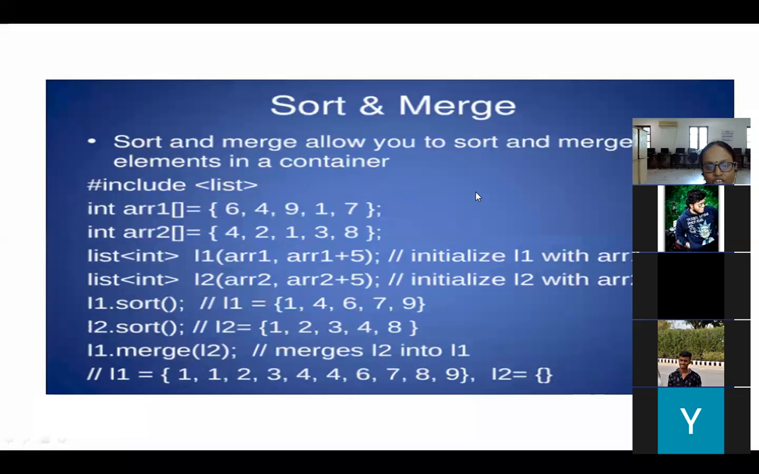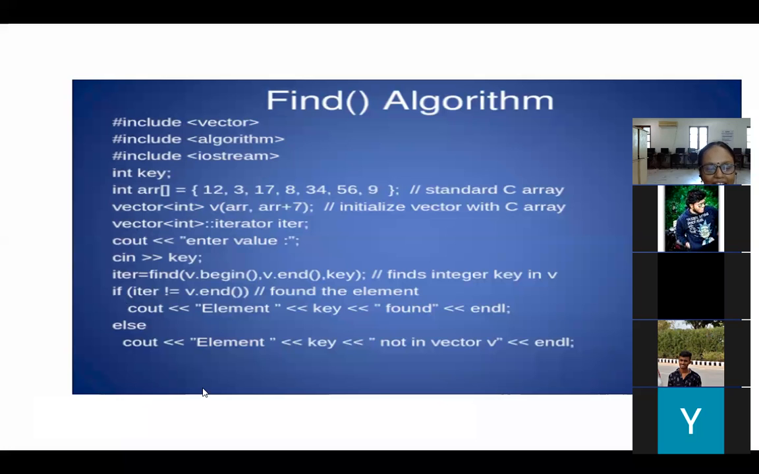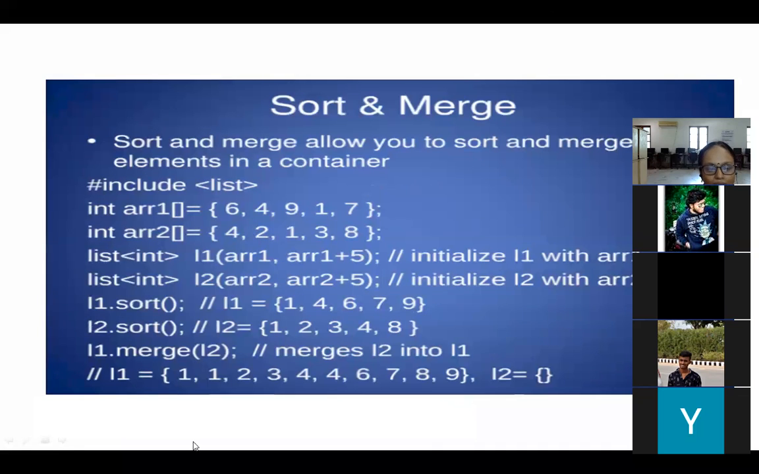Okay, then I have the option of sort and merge. How? I have the keyword find. Find is the keyword to find the element in the array. That is one algorithm. Similarly, the next algorithm is sort. I told you sorting will be done. So here, sort: list 1 I can sort, list 2 I can sort.